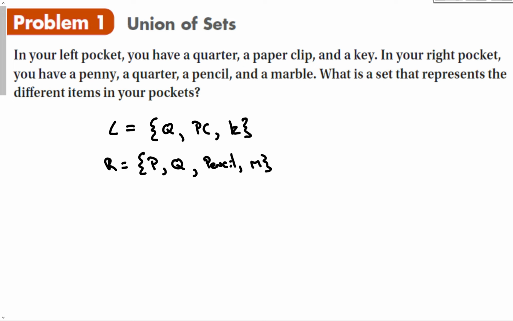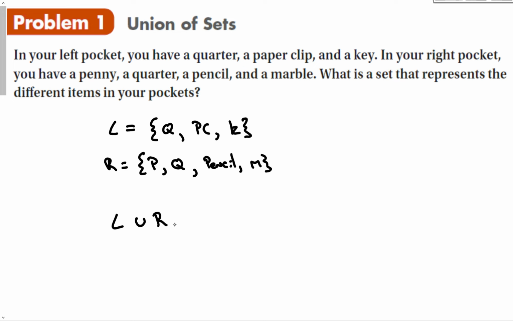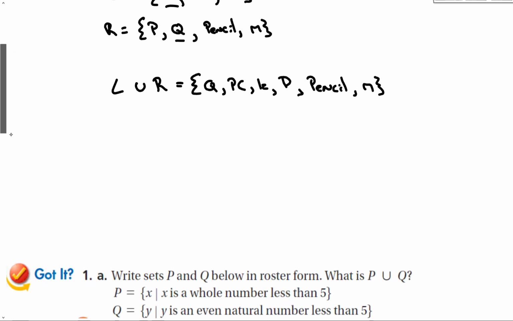So when I union these two together, when I want to know what I have in both my pockets, I now make a set that has everything. One important thing, however, is I don't have to put quarter twice. I have a quarter in one or the other pocket. I have a paperclip, I have a key, I have a penny. I don't have to write the quarter again. I have a pencil, and I have a marble. And that is the union of all of my sets, putting the two sets together.